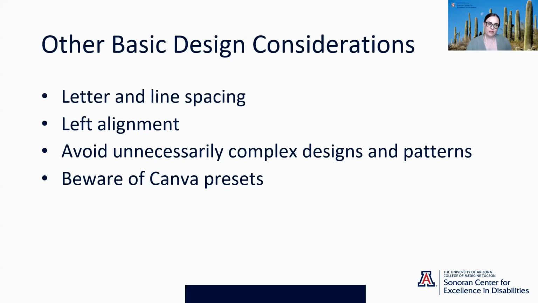So here are just a few other basic design considerations. Letter and line spacing. Line height is best at around 1.5 times the font size, and letter spacing at least 0.12 times the font size. Left alignment. Large blocks of text are more easily read and accessible when they are left justified versus center justified. Center justification is okay if it's just little snippets of text in your design, but anything like a paragraph should be left justified. You want to avoid unnecessarily complex designs and patterns that could muddy your message.